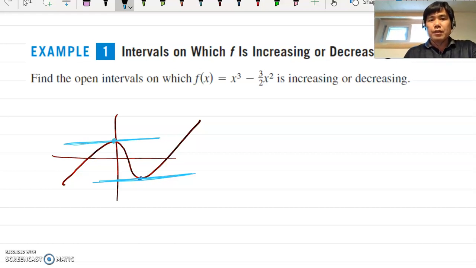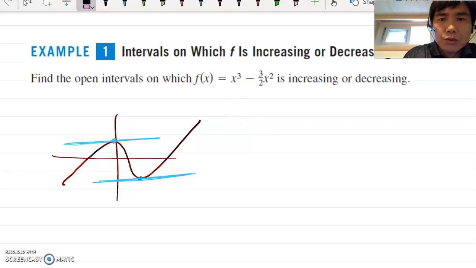Yes, finding the derivative and making it equal to 0, then you will find the x value. Those are where the tangent line slope becomes 0. So I'm going to find f prime of x first. What I want to do is write this again on the bottom part.